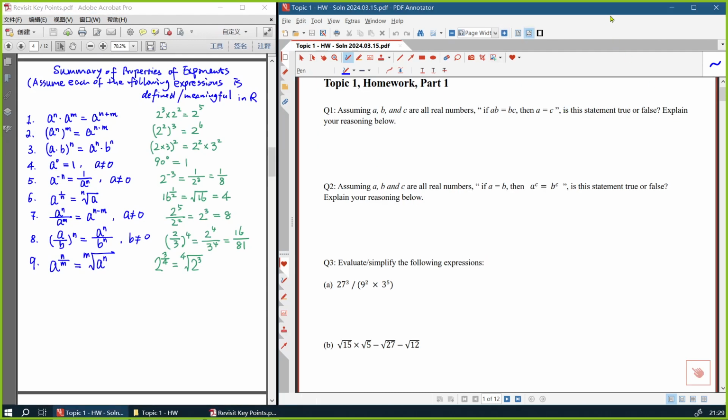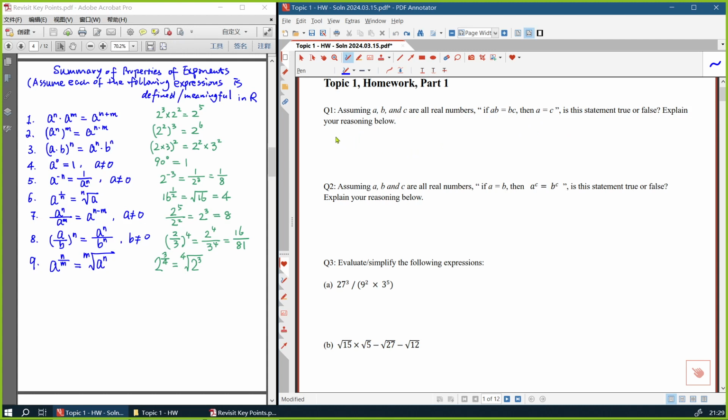Okay, assume A, B, C are all real numbers. If AB equals BC, then A equals C. Is this statement true or false? Well, at first glance, it seems that you can cancel a B from both sides, so that gives us A equals C, right? But is that always true?